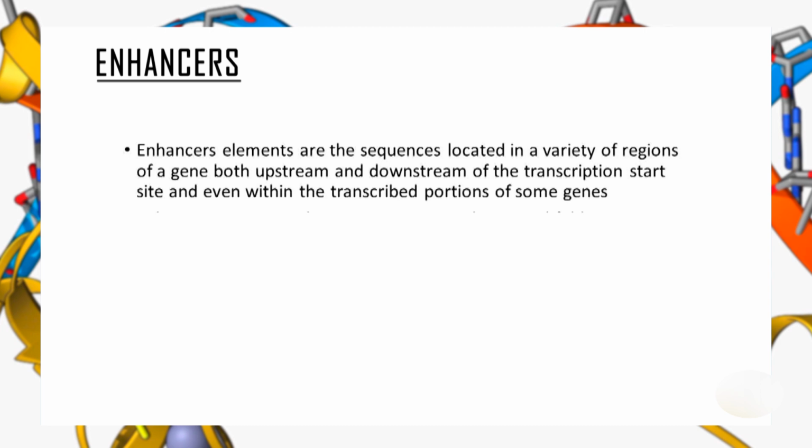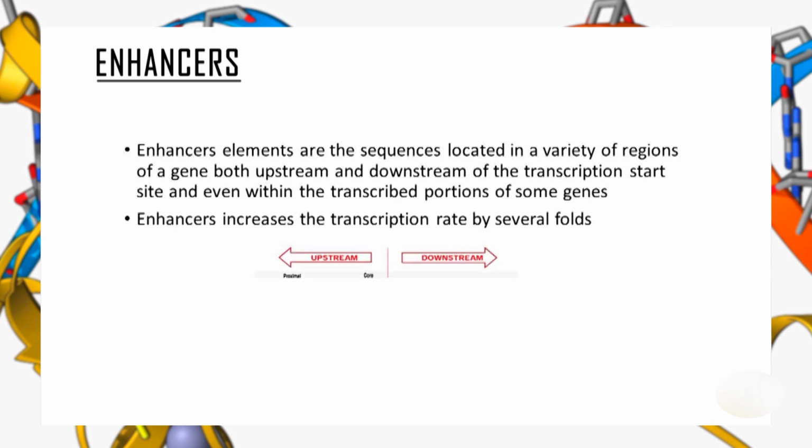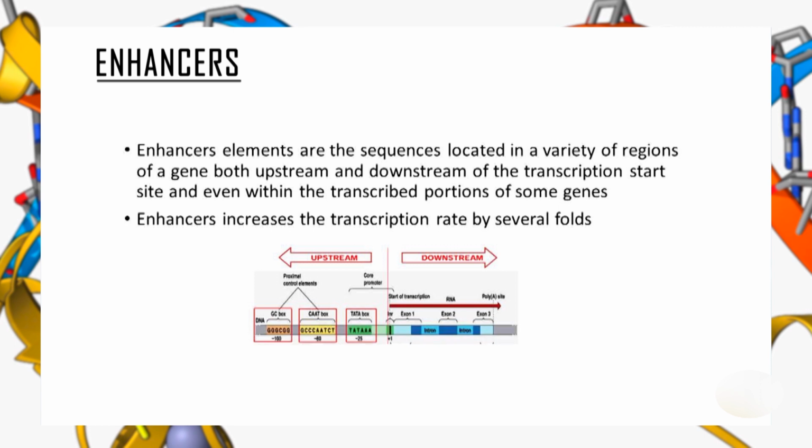Enhancer. Now, the enhancer elements are sequences located in a variety of regions of a gene, both upstream and downstream of the transcription start site, and even within the transcribed portion of some genes. Enhancers increase the transcription rate by several fold. You can see here in upstream also and in downstream also.